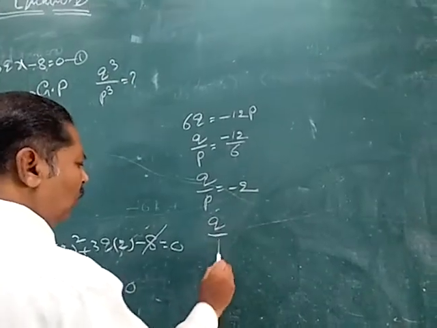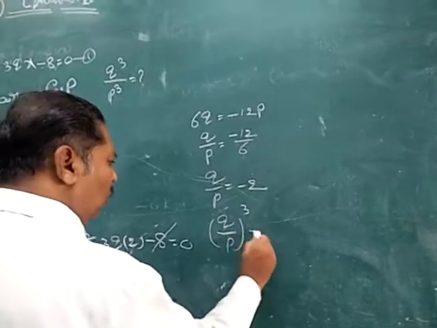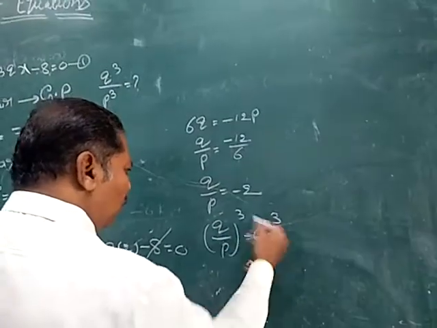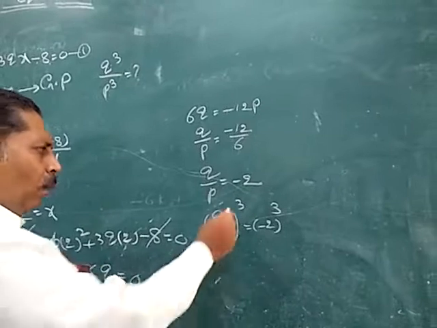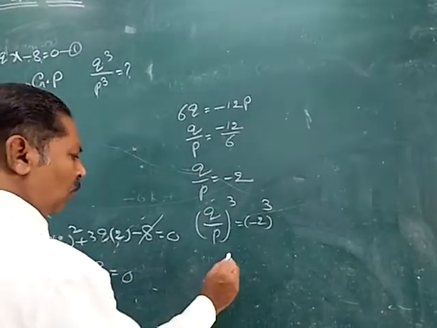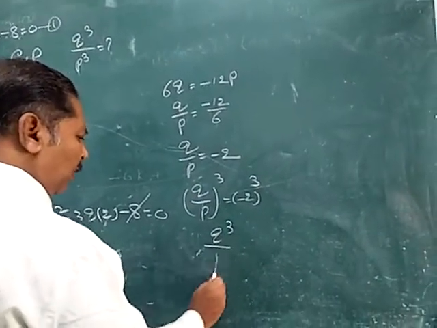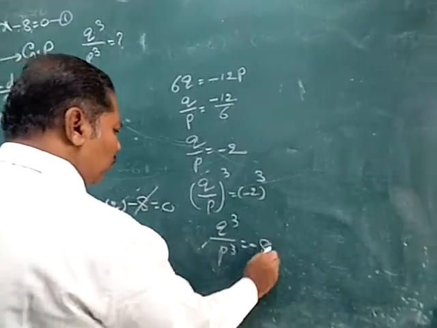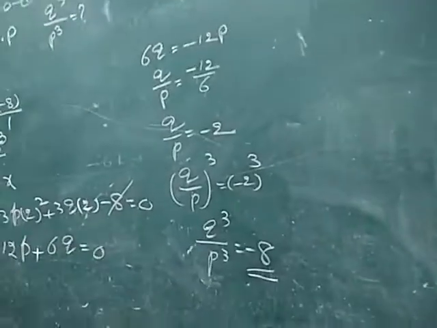Therefore, (q by p) whole cube equals (minus 2) whole cube. q cube by p cube equals minus 8.